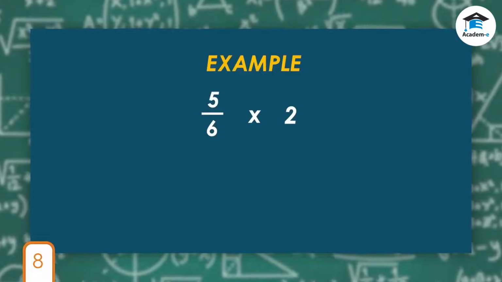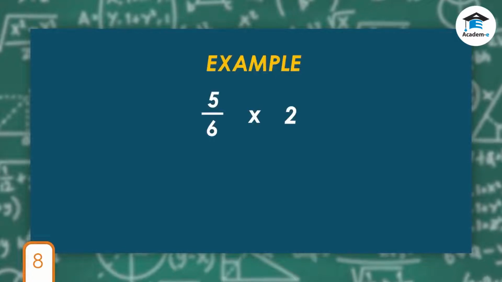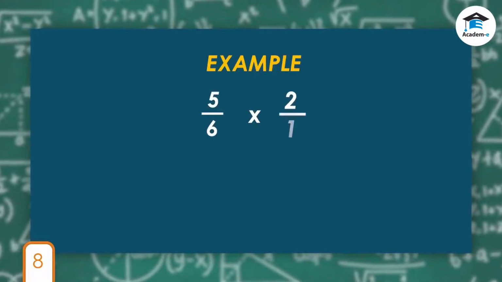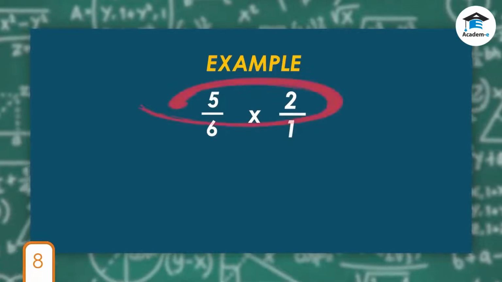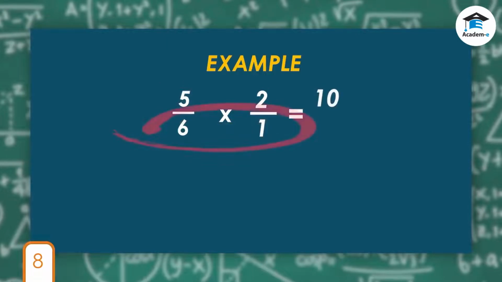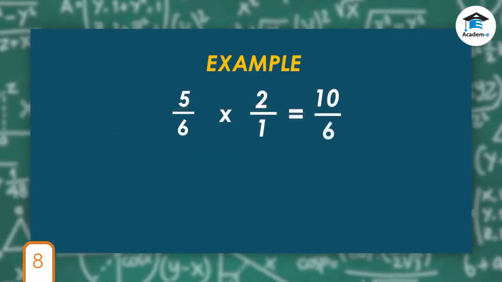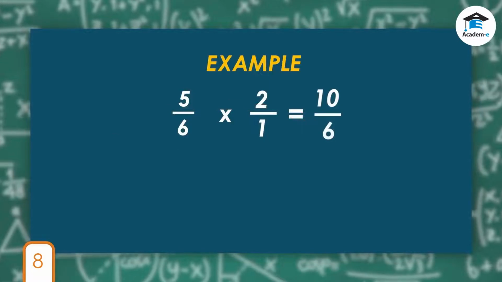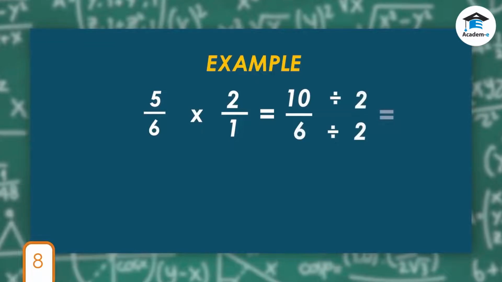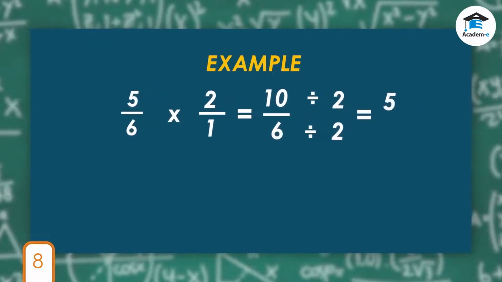Another example. Multiply 5/6 by 2. First, turn 2 into a fraction, which is 2/1. Then, multiply the numerators. 5 times 2 is 10. Next, multiply the denominators. 6 times 1 is 6. We have 10/6. Get the lowest term. Both are divisible by 2. 10 divided by 2 is 5. 6 divided by 2 is 3.